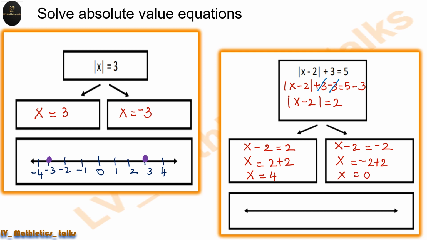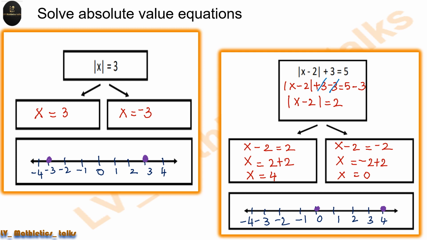So now let us plot this on the real line. All numbers on the right hand side of 0 on the number line are positive, and all numbers to the left hand side of 0 on the number line are negative. You already know this. But our solution here is 4 and 0. So let us plot 4 and 0 here. So 4 and 0 is our solution.